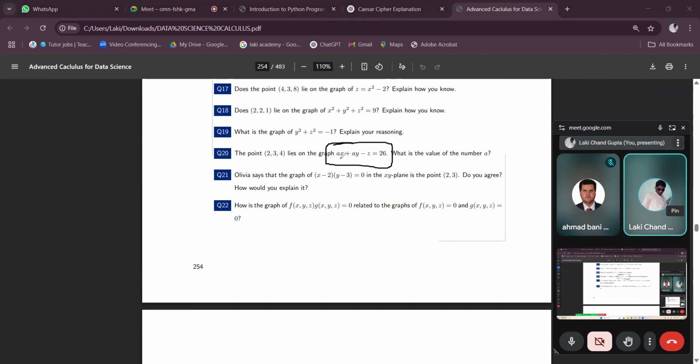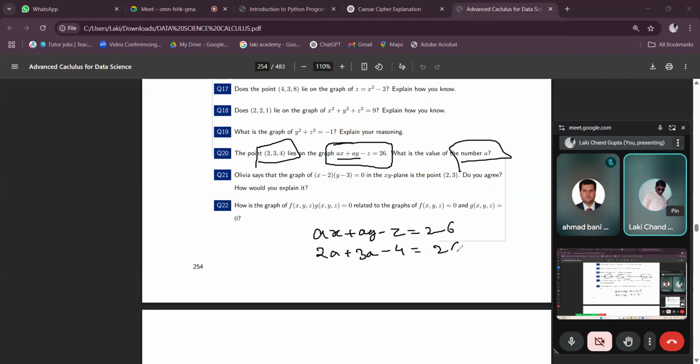You can see ax plus ay minus z is equal to 26. You have to find the value of a for which this plane is satisfied by 2, 3, 4. So 2a plus 3a minus 4 equals 26, so 5a is 30, and a becomes 6.